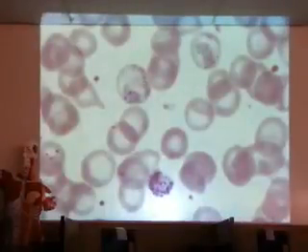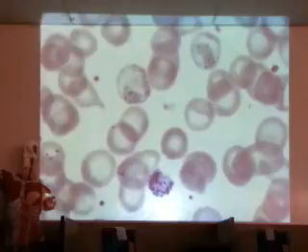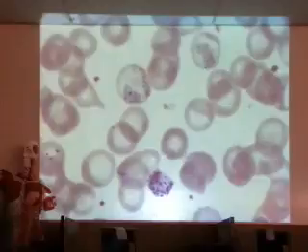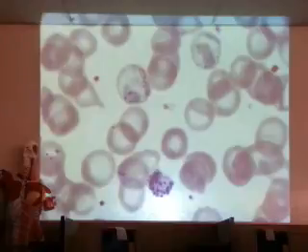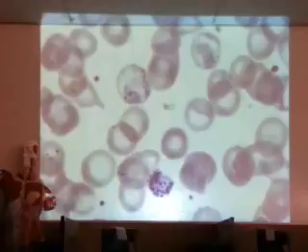And these red cells that have funny things, like freckled faces, associated with high lead content, are called basophilic stippling. Basophilic stippling. Okay, that's it. Any questions?